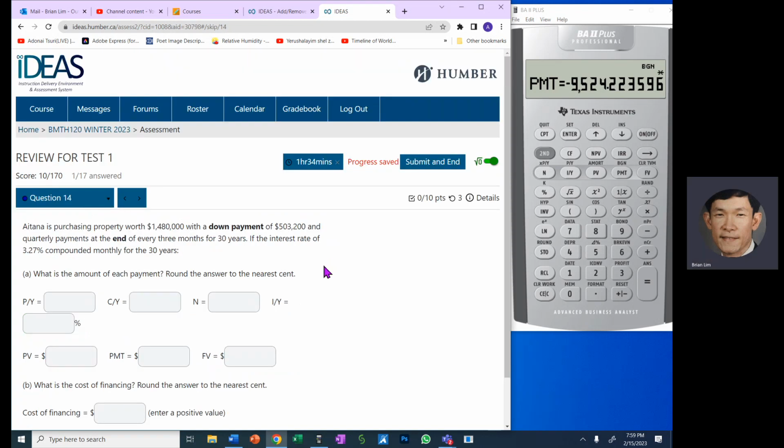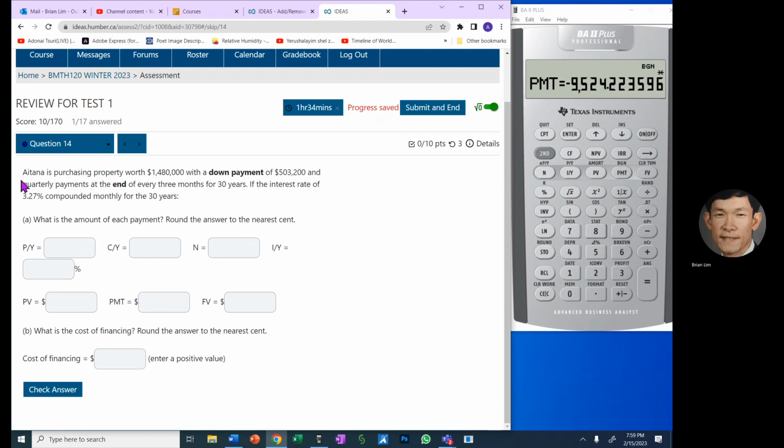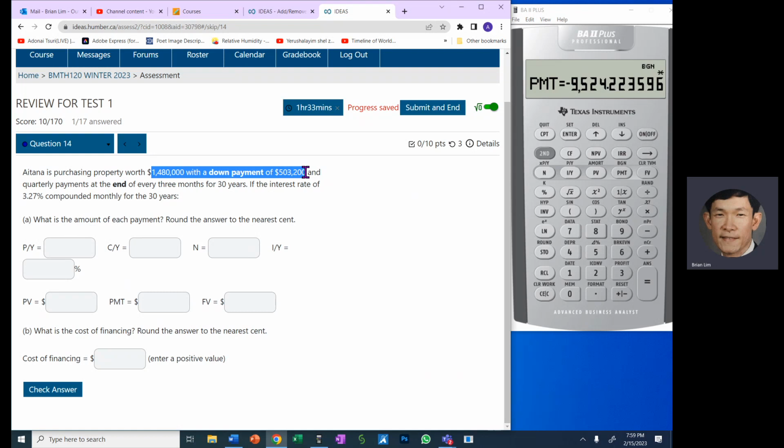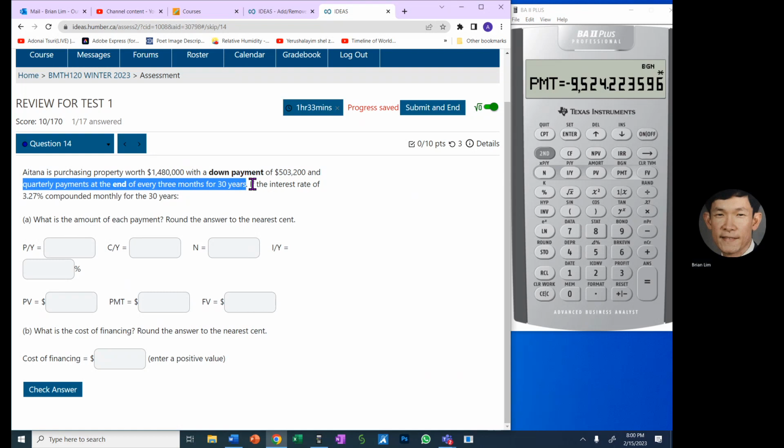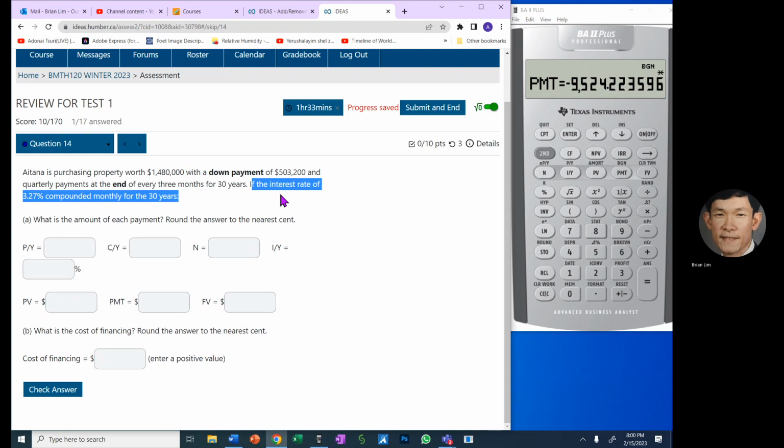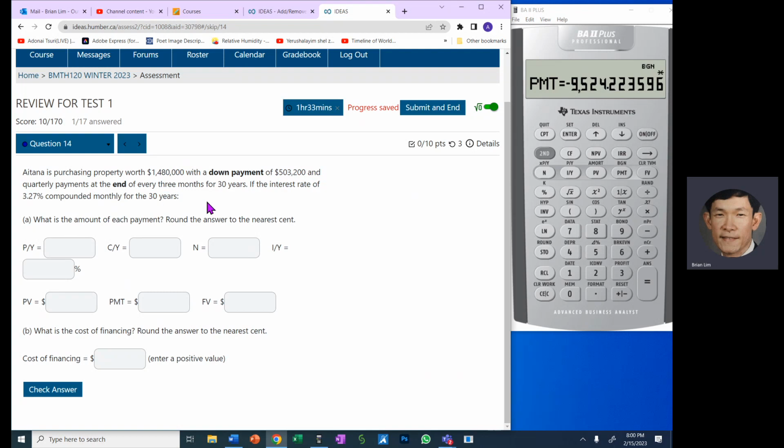All right, the next question. Aitana is purchasing property worth $1,480,000 with a down payment of $503,200 and a quarterly payment. All right, at the end of every 3 months for 30 years. If the interest rate is 3.27% compounded monthly for the 30 years, what is the amount of each payment?